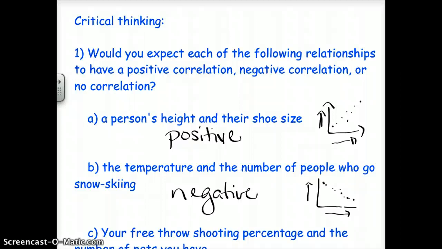Your free throw shooting percentage and the number of pets you have. So your free throw shooting percentage and the number of pets. I'll write that in here because you probably can't see it. Okay, so think about that one.